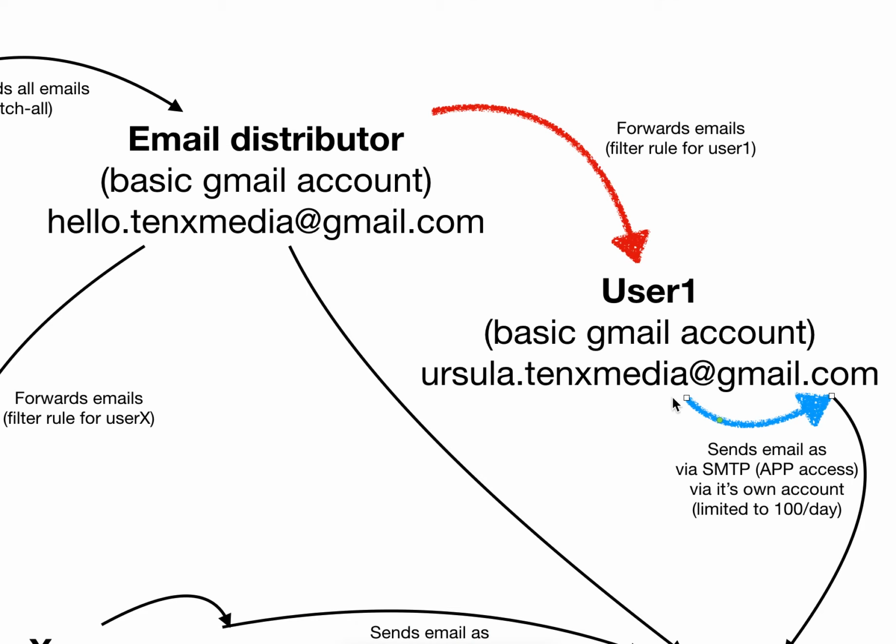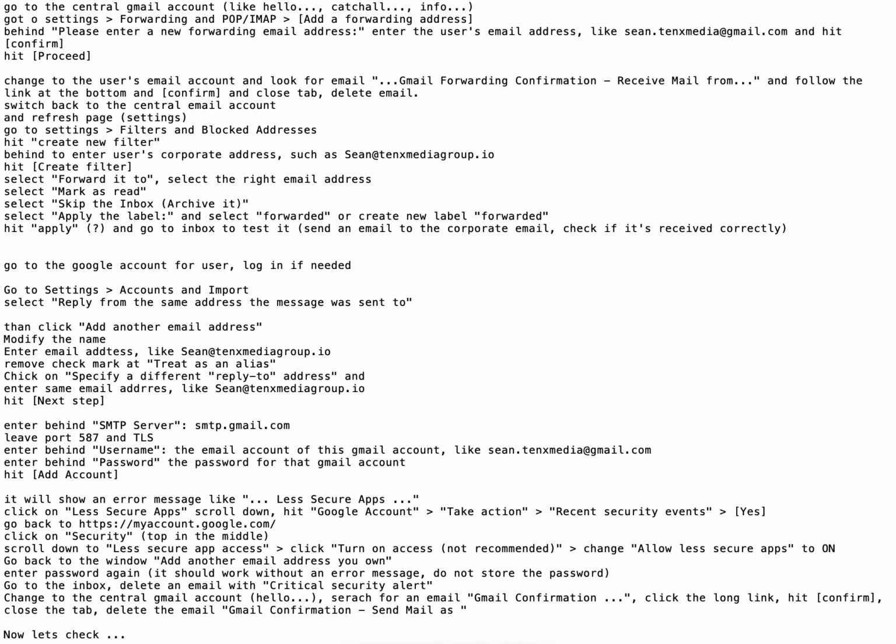So now we also set up the blue arrow that allows us to send up to 100 emails per day under a different name than our actual name, the user's actual Gmail account name. You can use a Gmail account where we own the email address. And here again is what we had to do. I'm going to put it in the description of this video.